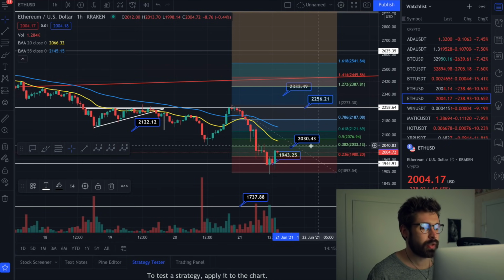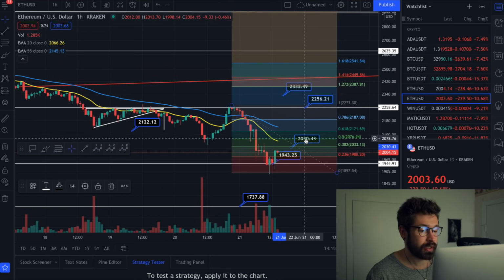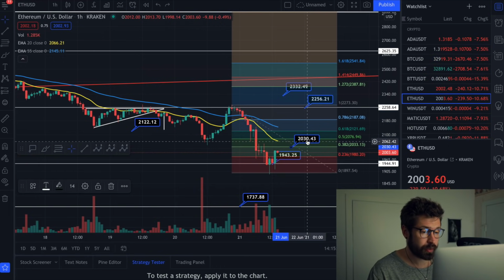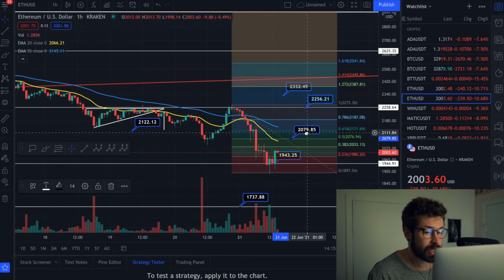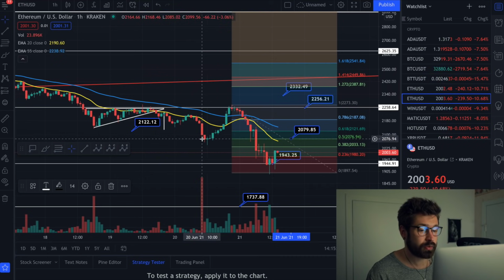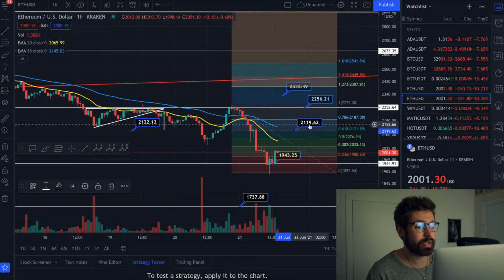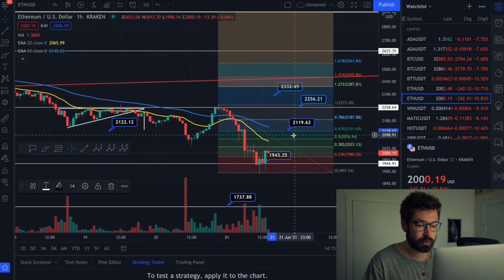So we have the 0.382 at about 2030, and then right here as well. Just let me grab that price target at about 2079. You can see here was a previous level of support, and then you would have the golden ratio here at about 2,119. All right, guys, so I'm just going to quickly go back now.